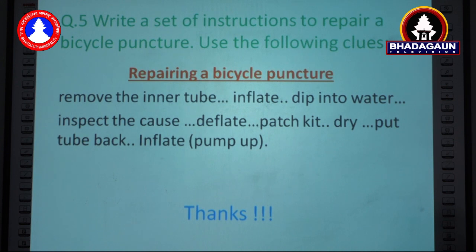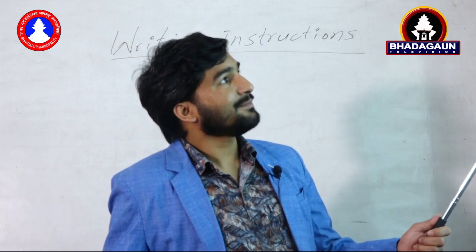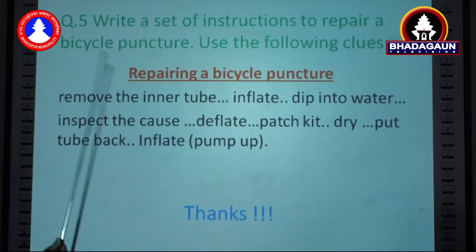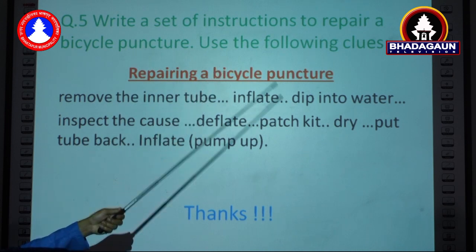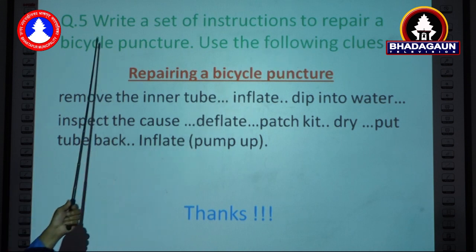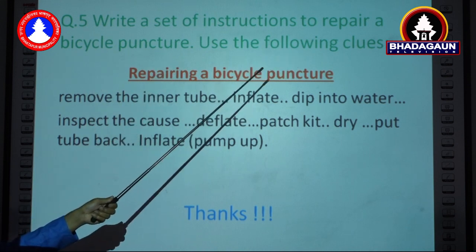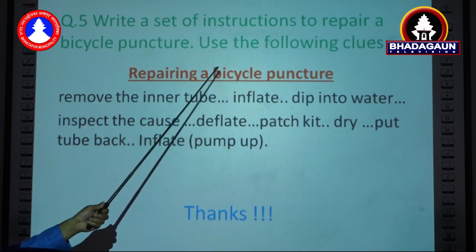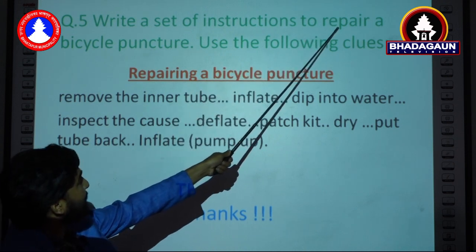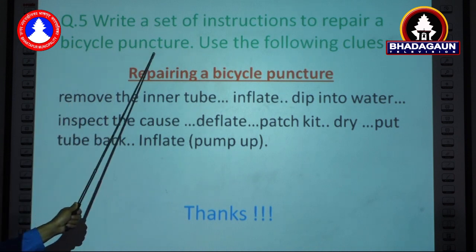It's your duty. So before leaving the class, let me remind you. First of all, read the title, the question, very nicely. What it says: a set of instructions to repair a bicycle puncture. This is the question. If the title is not provided in your question, the title can be here: Repairing a bicycle puncture.